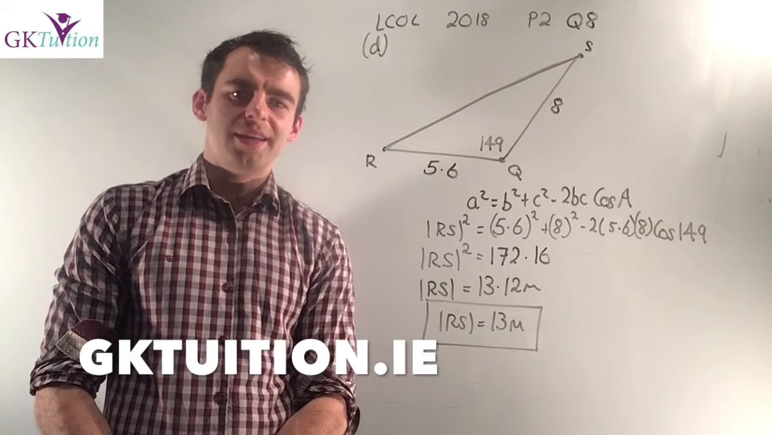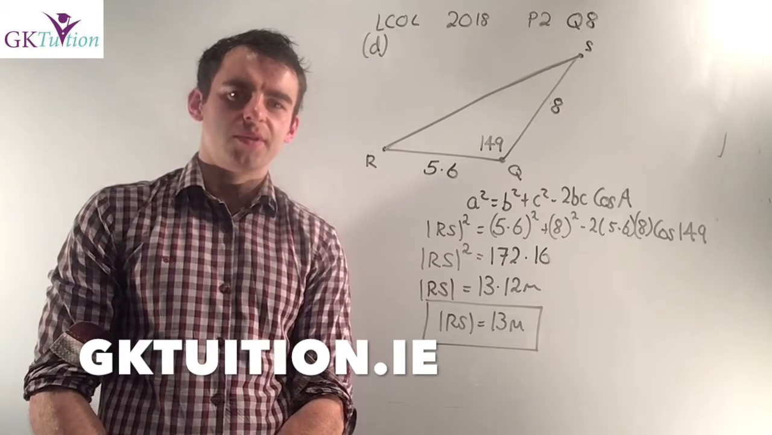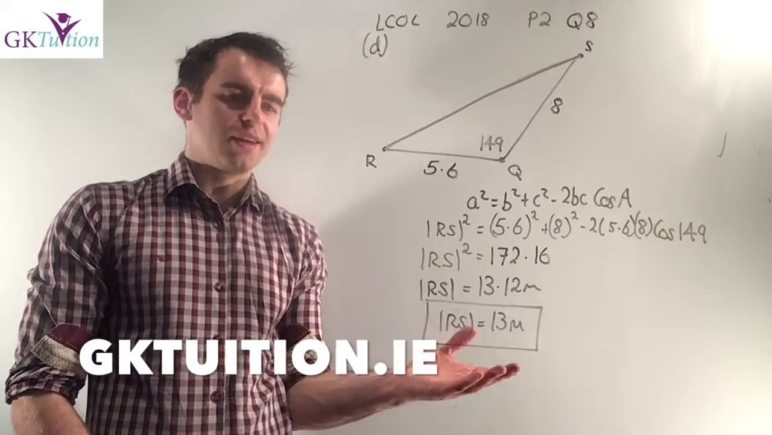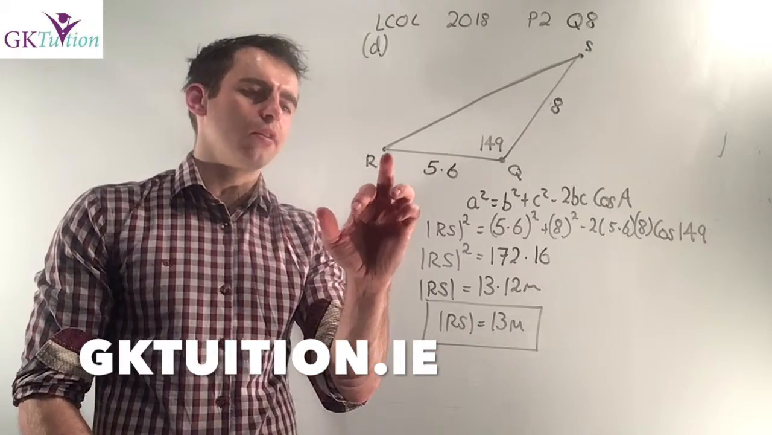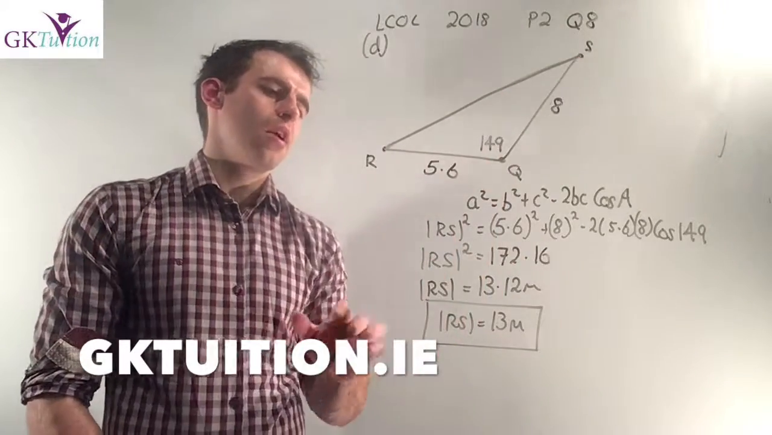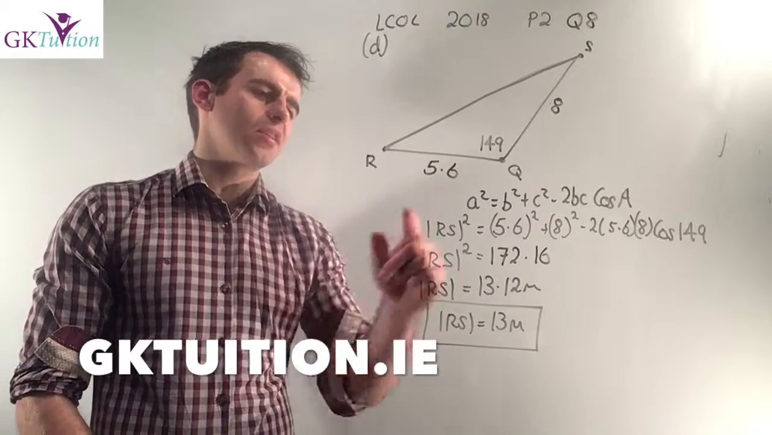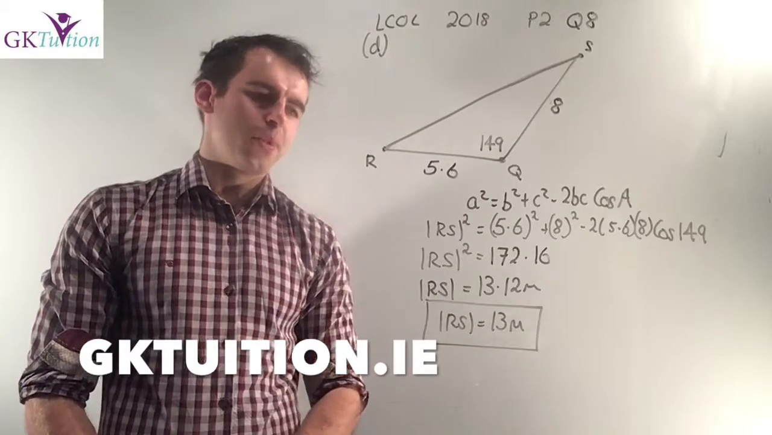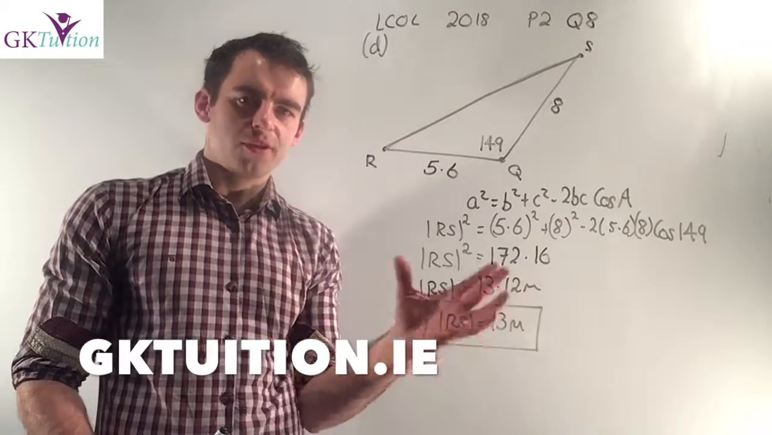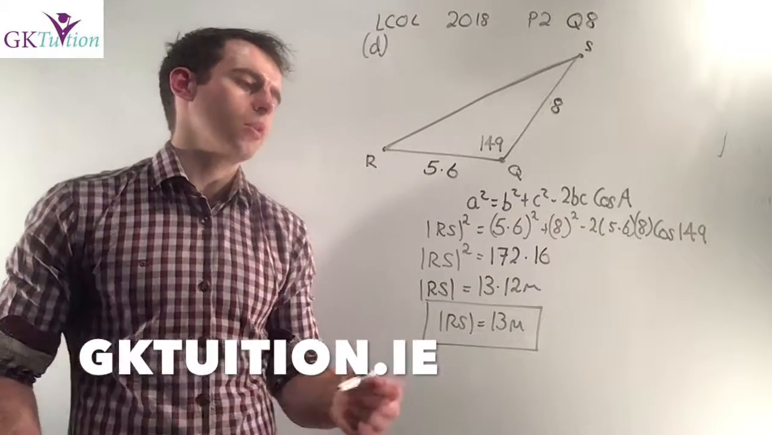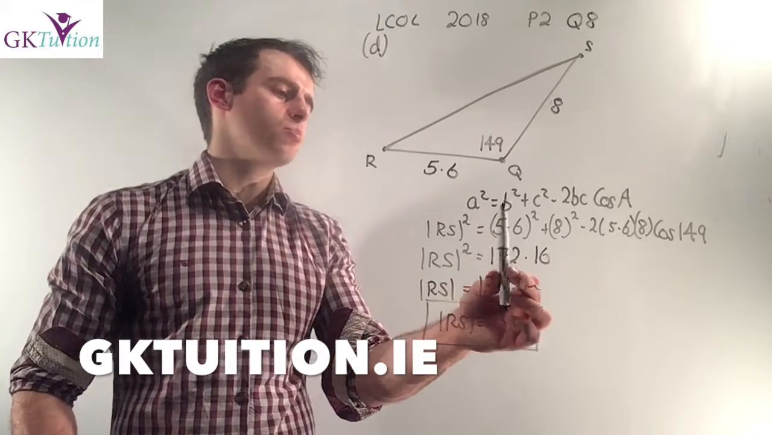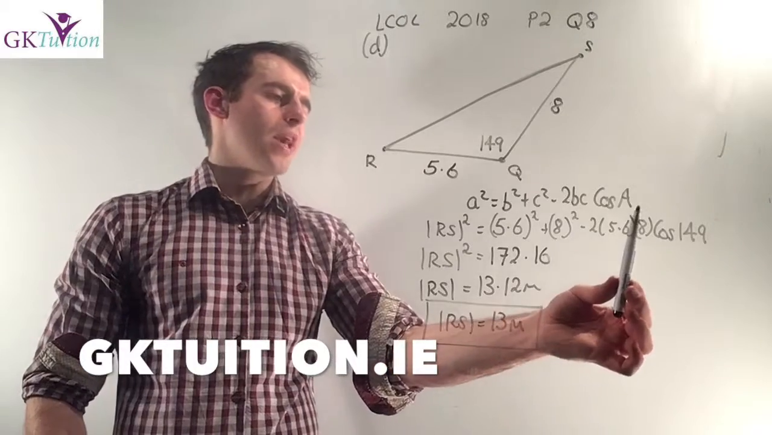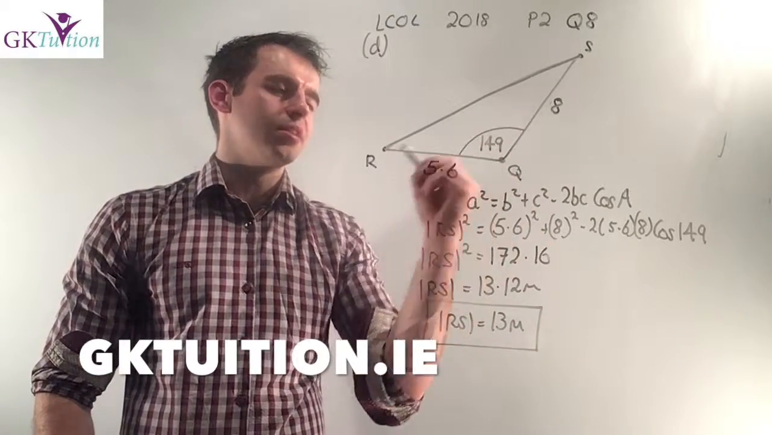Okay, for part D, it says to use the cosine rule to find the length of RS. In order to find the length RS, then clearly the triangle we're dealing with is the triangle RQS. I know that that distance is 5.6, the angle beta is 149, and this distance is 8. So that's enough information to use my cosine rule. The cosine rule is that a squared equals b squared plus c squared minus 2bc cos A, where capital A represents the angle that you're dealing with.